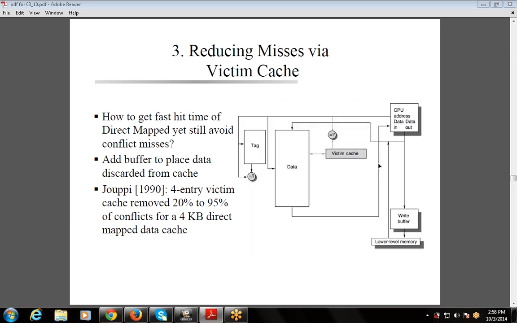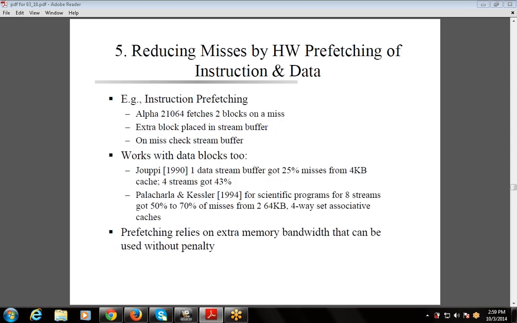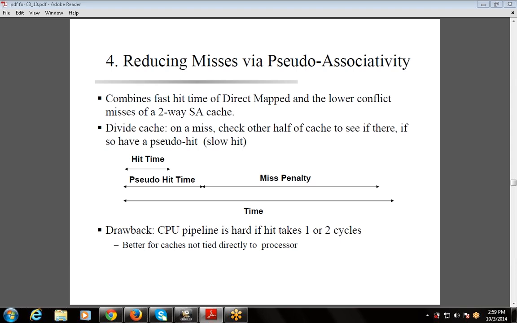This is the CPU address, data in and data out. This is a write buffer. This is the lower memory. This is the cache memory. So the next method is using the victim cache for reducing the misses in the cache memory. Then next is your pseudo-associativity. So these are the four methods that are used to reduce the cache misses.